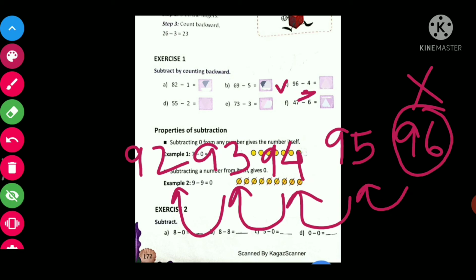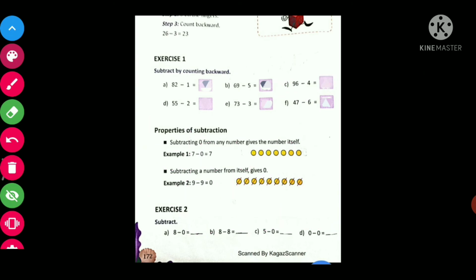So just count the steps. 1, 2, 3 and 4. This one is what? 4th number step. So in 4th number step, what we got? 92. So this will be our answer. Okay. So now you will do D, E and F in your classwork copy. Is it clear?